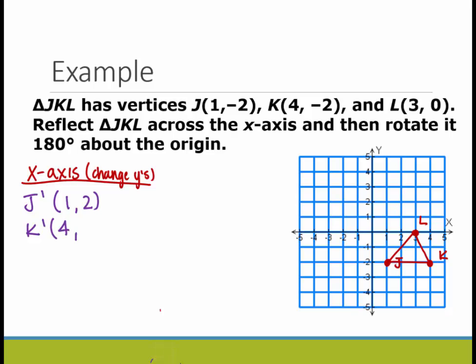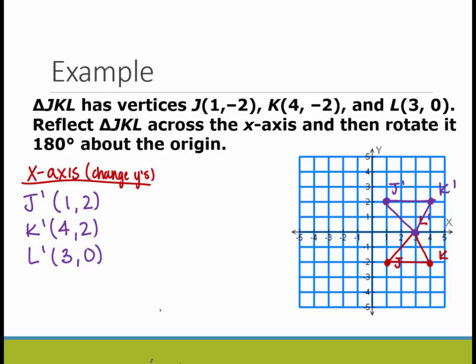Should be x is the same, y is positive, L, x is the same, y is positive. So that 0 doesn't move. Because it's on the x-axis, this is also L prime. So then J I'm going to go over 1 up to, K I'm going to go over 4 up to. So here is my in-between shape.